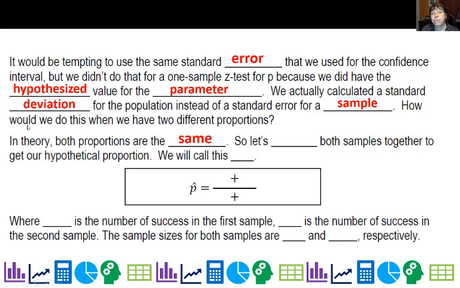So in theory, both of our proportions are the same, so we're going to pool them together. We're going to put the greens from my first sample together with the greens from my second, and we're going to call this p hat. And so here you can see I put together my successes on both samples, divided by now the total sample size as if I was putting them together. X1 is the number of successes for the first sample, and X2 is the number of successes for the second one. The sample sizes for both samples are N1 and N2.